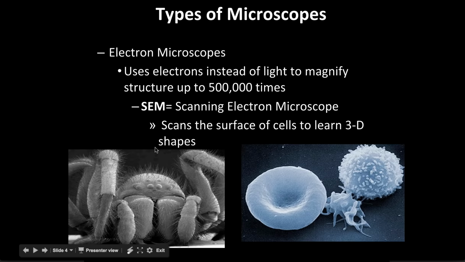Another type of microscope that has really advanced our understanding of the microbiological world would be an electron microscope. Those use electrons instead of light to magnify structures approximately 500,000 times, compared to our maximum of about 1,500 on a light microscope. Scanning electron microscopes scan the surface to learn three-dimensional shapes. So you can see some cool ones here. We have a spider's face up close and personal. We have a blood cell over here to see the shape and the structure and see what it really looks like in a three-dimensional world.